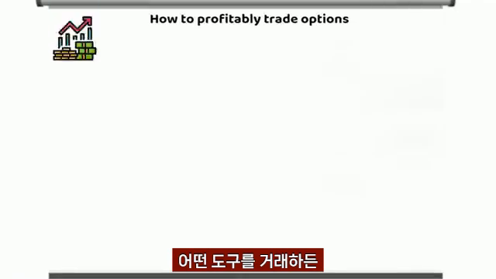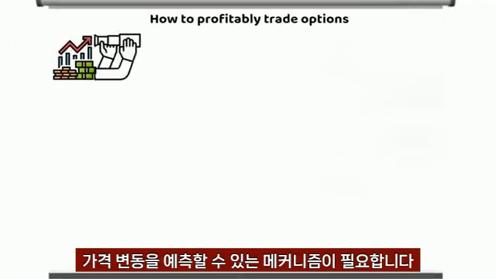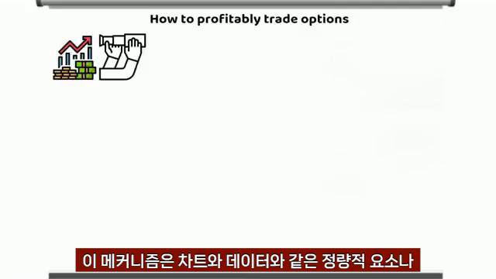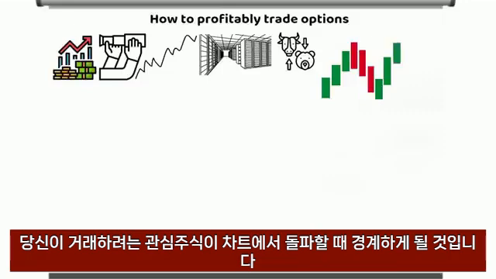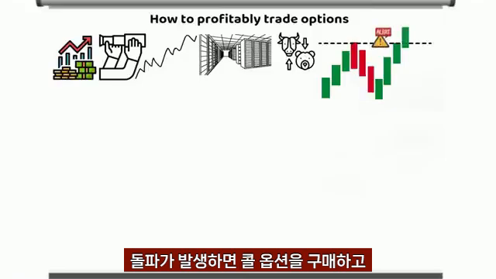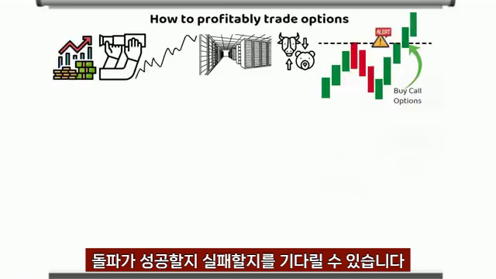Next comes the real art: how to profitably trade options. Trading any instrument requires a mechanism to foresee the movement in the price. This mechanism can be based on quantitative factors like charts and data, or on qualitative factors like sentiments. For example, if your philosophy is breakout trading in stocks, you will become alert when the stock you are eyeing to trade is breaking out on the chart. Once the breakout happens, you can buy call options and wait for the breakout to either work or fail.